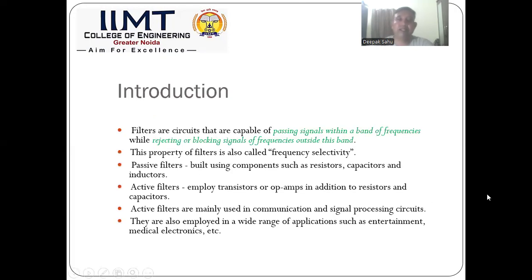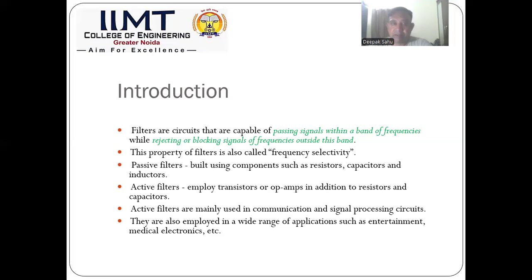Now, basic introduction. Here I have noted down in the form of points. The basic and most fundamental definition of filters is that a particular band of frequencies is either allowed or stopped or blocked in a particular set of ranges. This frequency selection or bandwidth selection is also known as frequency selectivity.